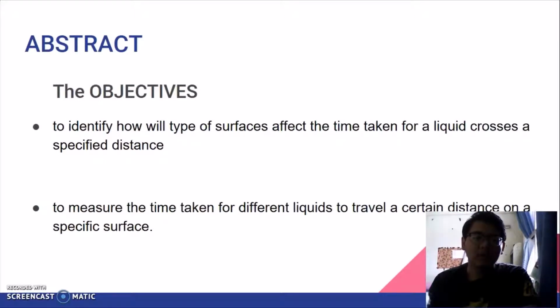So the objective of our experiment is to identify how the type of surface affects the time taken for a liquid to cross a specified distance, and to measure the time taken for different liquids to travel a certain distance on a specific surface. Basically, we ran two experiments with different variables. In the first experiment we fix the surface but vary the liquid, and in the other we fix the liquid and vary the surface.